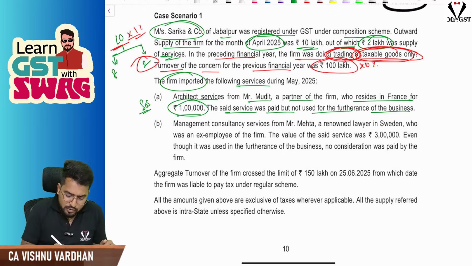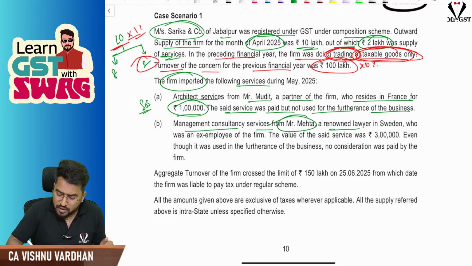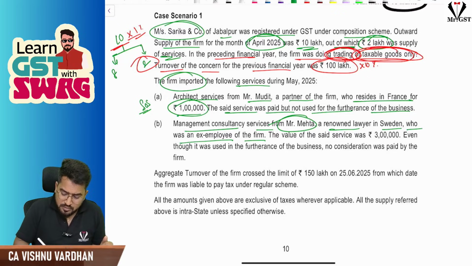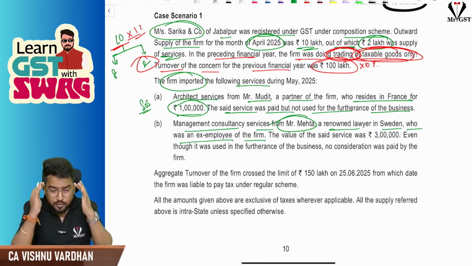And also they have received management consultancy services from Mr. Mehta, a renowned lawyer in Sweden, who was an ex-employee of the firm. An ex-employee of the firm is not a related person to us. Employer-employee is a related person, but this fellow is an ex-employee. Your ex is no more related. You should be careful with that.